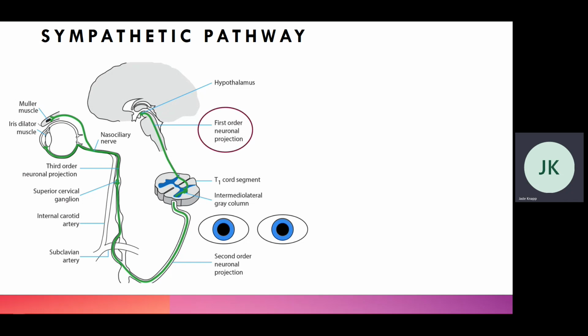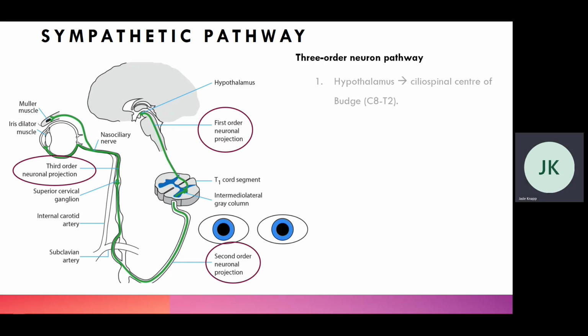But the sympathetic pathway starts in the hypothalamus, okay? And then you get a second order nerve going from the spinal cord that projects to something called the superior cervical ganglion. And from there you get the projection via the fifth cranial nerve to the dilator muscle. So it's actually a three-step chain. And as I said, it starts in the hypothalamus, from there projects to the spinal cord. C8 to T2, somewhere in there, the ciliospinal center of Budge, it's called. Not sure who Budge is. I should look him up.